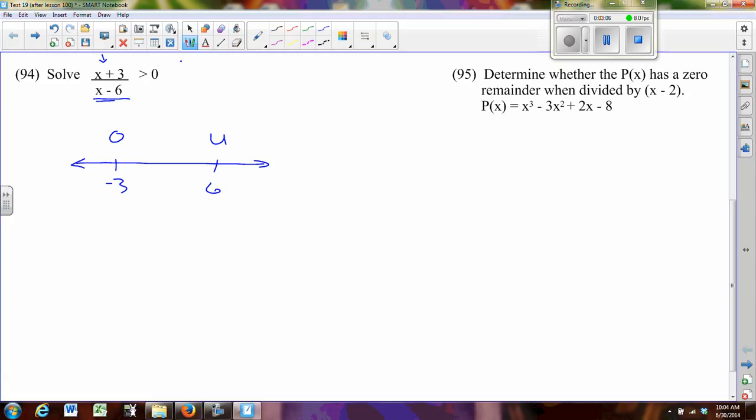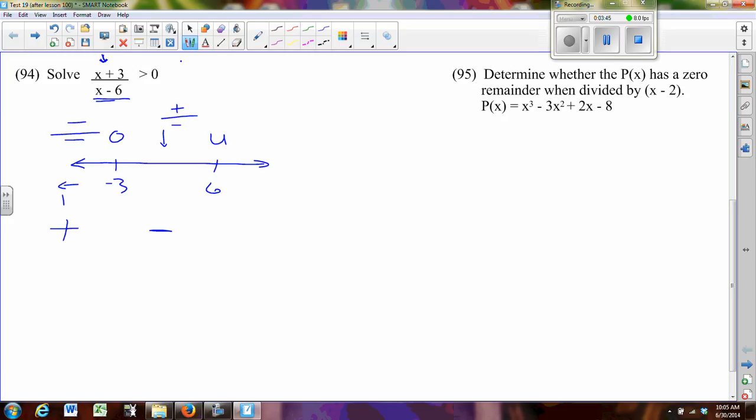Now the trick to this part is to plug in a number less than negative 3. So if I put in negative 10, that'd make the top negative 10 plus 3, that'd be negative 7. And the bottom would be negative 10 minus 6. Negative over negative, my answer would be positive. For the next one, I plug in a number between negative 3 and 6. So I picked 0 because that's easy. If I put 0 in for the top, I would have a positive number. If I put 0 in for the bottom, I would have a negative. So all my numbers between negative 3 and 6 would be negative.